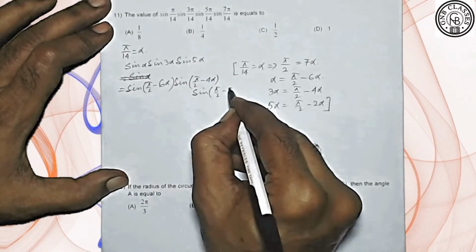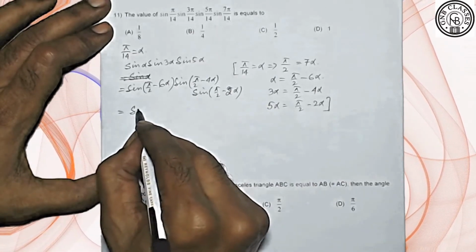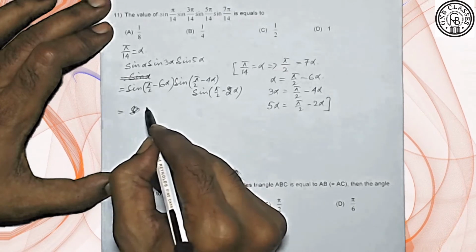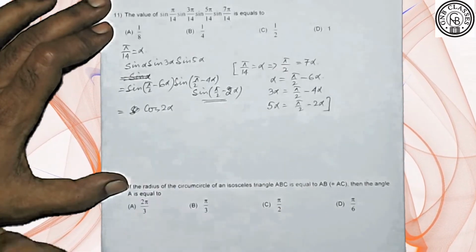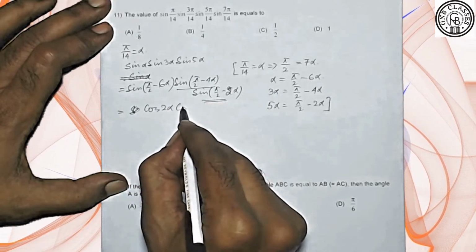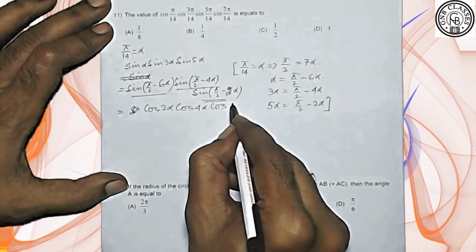Five alpha can be replaced by 2 alpha. Okay, so this becomes what? Sine 90 minus theta is this one. Sine 90 minus theta is cos 2 alpha. For this one, cos 4 alpha, and for this one, cos 6 alpha.